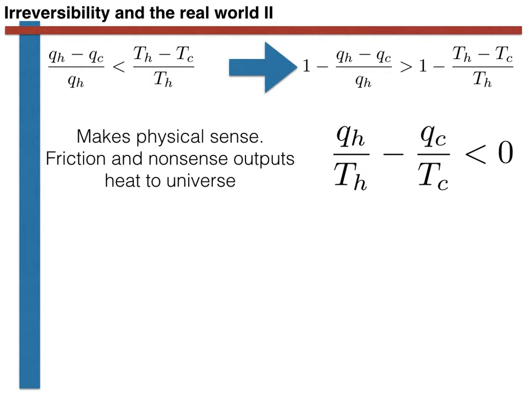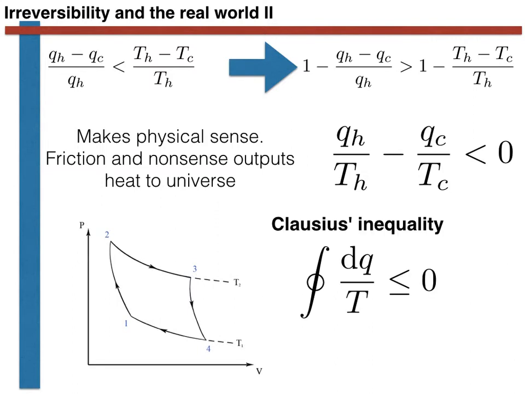The result that we have arrived at here is enormously important. We can write it another way as follows. The result is known as the Clausius inequality. It tells us that the integral of the heat input into the system divided by the temperature around a closed loop is less than or equal to 0.